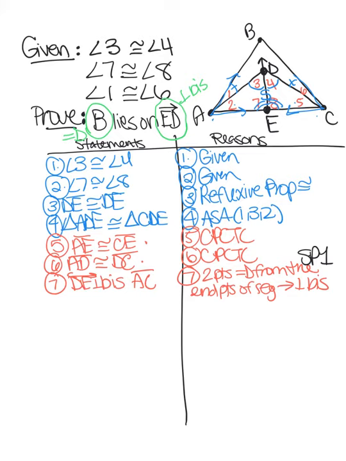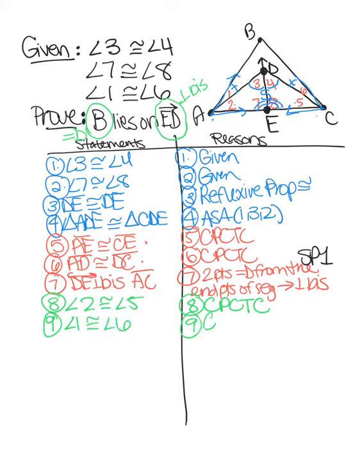So now the second part is to prove that B is equidistant from the endpoints A and C as well. So I'm going to go back and state that angle 2 is congruent to angle 5 because corresponding parts of congruent triangles are congruent. And then use my final given. Angle 1 is congruent to angle 6. Together, those 2 steps allow me to state that angle BAC is congruent to angle BCA by the addition property.